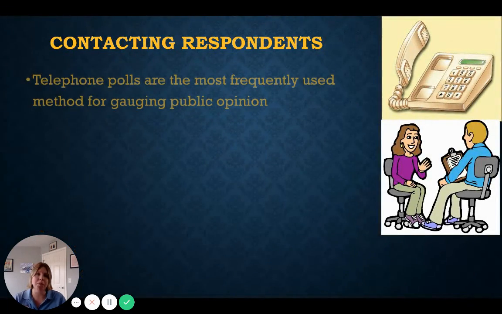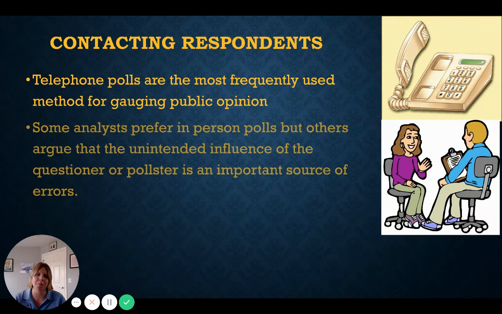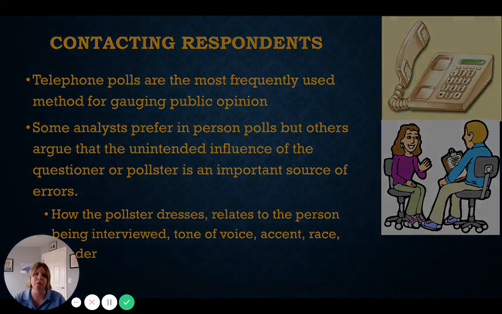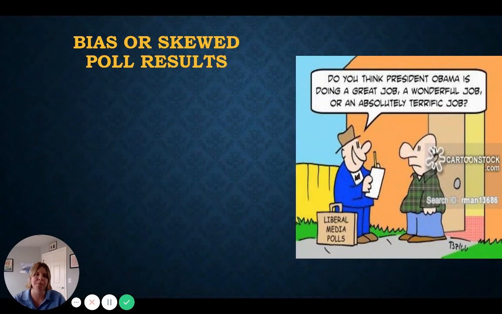So, contacting respondents: polls are usually done over the telephone. It's the most common way of measuring public opinion. Some pollsters do like to do in-person polls, but others claim that a lot of bias can come out, even just from the way the pollster is dressed, their tone of voice, their race, their gender. And so a lot of pollsters, in order to maintain neutrality, like to do it over the phone so that those kinds of things are not revealed to the person they're asking the questions of.